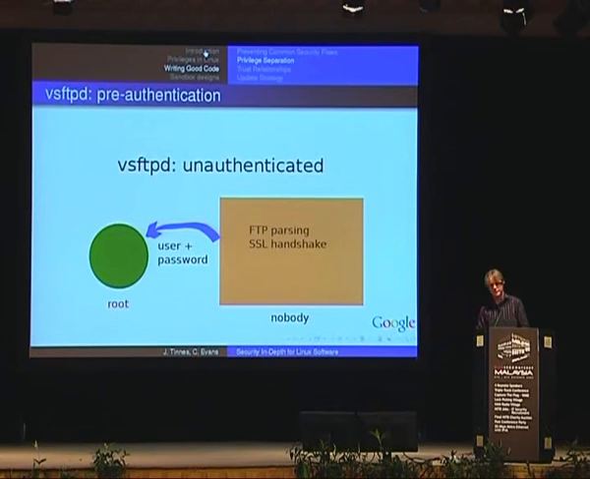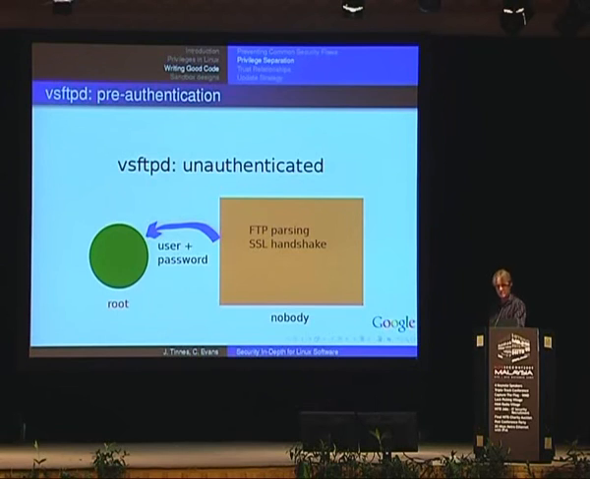So this is what things look like in terms of processes when you are not yet authenticated to VSFTPD. You've got two processes represented by the shapes there. On the right is the untrusted process running as a nobody, not the real nobody, but sort of the concept of nobody, some user ID that doesn't own anything too sensitive. And in there happens all the risky things, so the FTP parsing and mainly the SSL handshake.